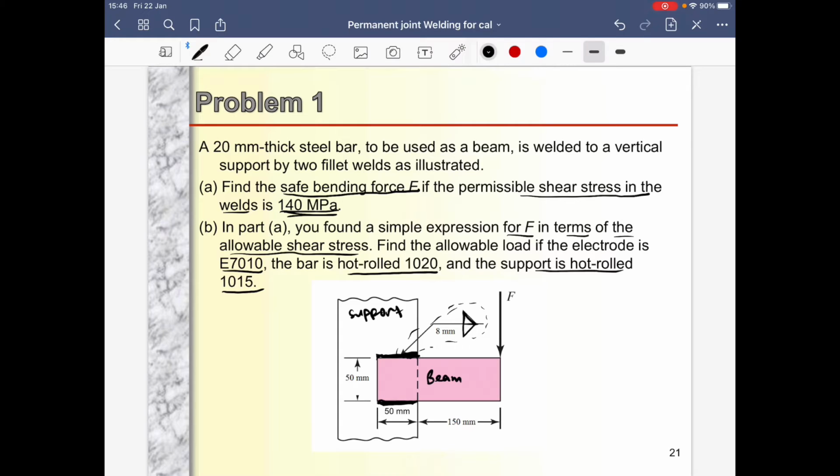but that doesn't mean the stress in the fillet welds is only bending stress. This question is actually a problem asking us to evaluate the shear stress that occurs in the weld part, in the fillet welds, which are primary and secondary. We'll see step by step.